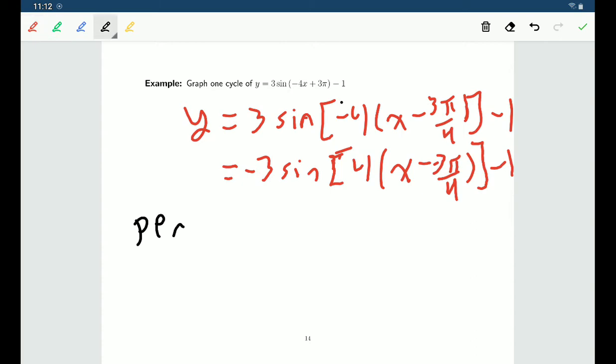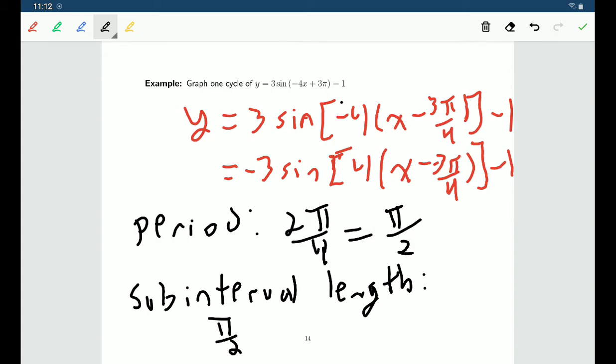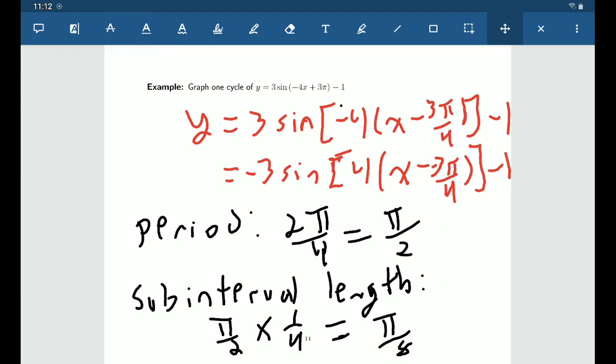Okay, so I will start out with my first move being thinking about my period and the subinterval length. So again, period, easy enough to find. That would be 2 pi divided by 4, which would be pi over 2. And for our subintervals, the length of those subintervals would be pi over 2 times a quarter, or in other words, pi over 8. So we will have our x coordinates on our x-axis each time going up by pi over 8.